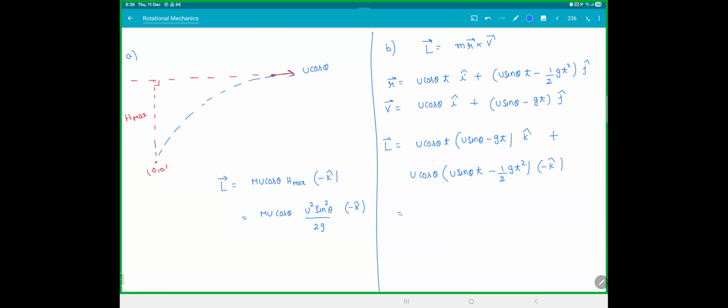So that will be u square cos theta sin theta, u cos theta sin theta, that is cancelled. That would be u cos theta g t square, and this will be u cos theta g t square by 2, minus. You end up with, there is an m also, we get m g u cos theta t square by 2 minus k cap. That's your answer.